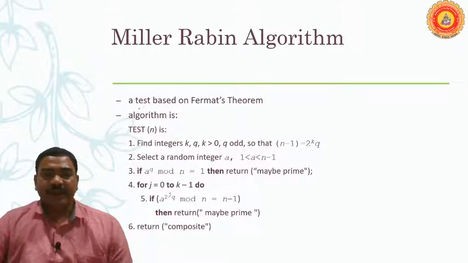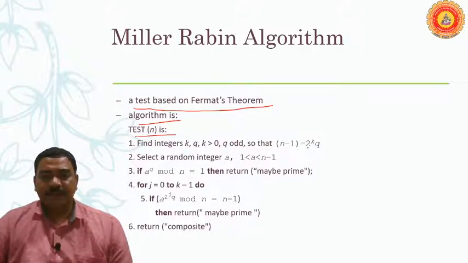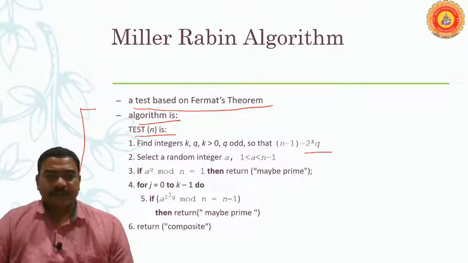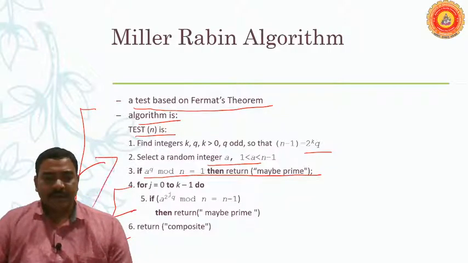Miller-Rabin algorithm, a test based on Fermat's theorem. The algorithm is: find integers k, q, with k more than 0, so that n minus 1 is 2 to the power k times q. Select a random number a. If a to the power q mod n is 1, then return maybe prime. Otherwise, repeat this process till the result arrives.